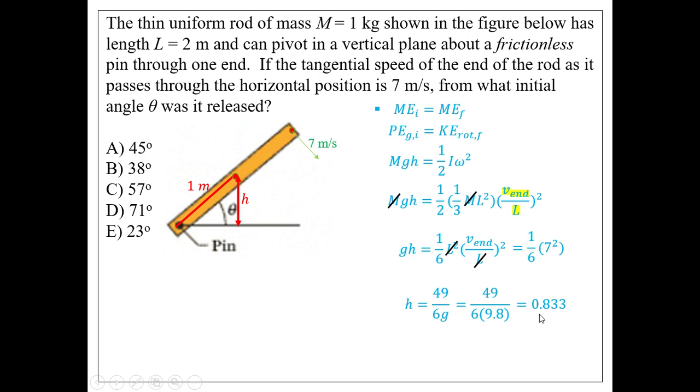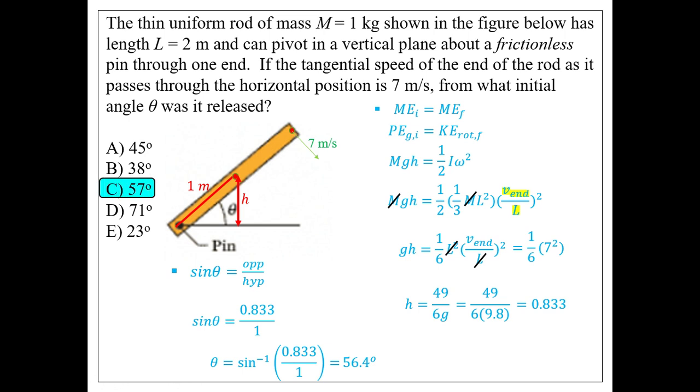All right, now that you have H, it's super light work. Once again, to find theta, sine would be appropriate here, because you know the hypotenuse, and you just found H being your opposite, so it's opposite over hypotenuse. Your opposite here is just 0.833. Your hypotenuse is just 1, and then if you do inverse sine of 0.833 divided by 1, which is just 0.833, the angle will be about 56.4 degrees. So the answer closest to that would be C.